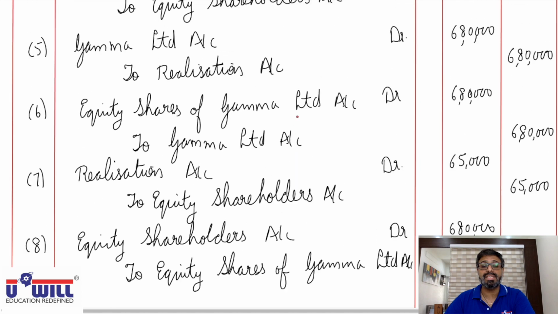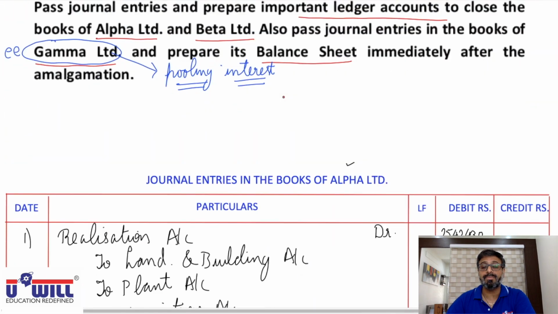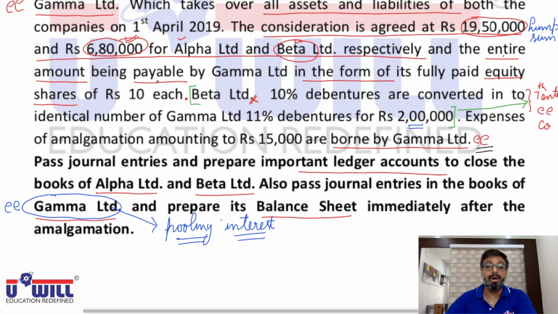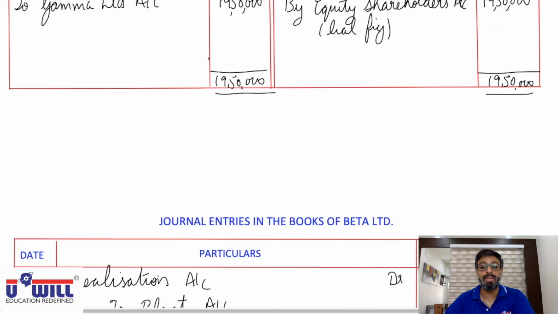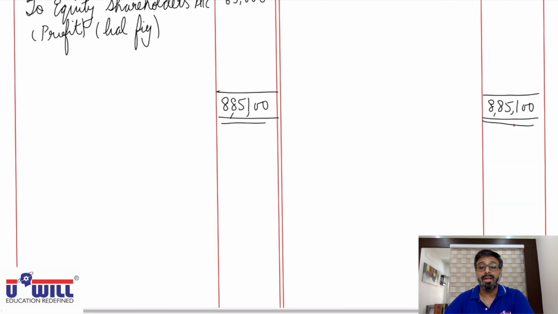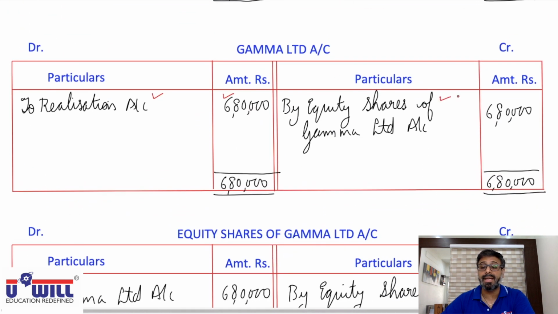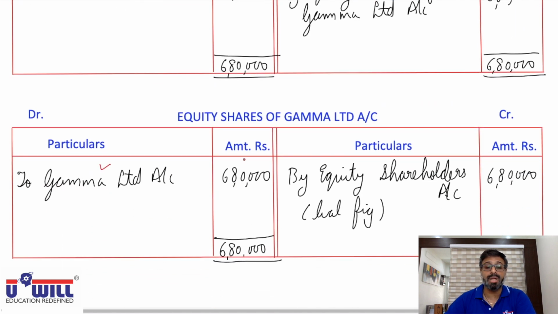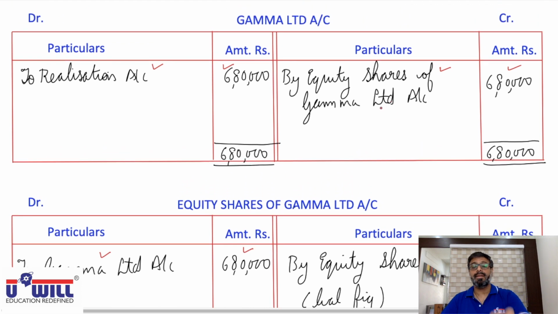Further, after that, receipt of purchase consideration. It is given in the last paragraph that the entire amount is payable in the form of equity shares only. So this entire 6,80,000 is received in the form of equity shares only. Therefore, equity shares of Gamma Limited account debit 6,80,000, to Gamma Limited account 6,80,000. Now in Gamma Limited account, credit side by equity shares of Gamma Limited 6,80,000, and in equity shares of Gamma Limited account, debit side to Gamma Limited 6,80,000. I repeat, if you have done anything wrong, pause the video and write it down and then play the video. So check these two effects also of purchase consideration received.